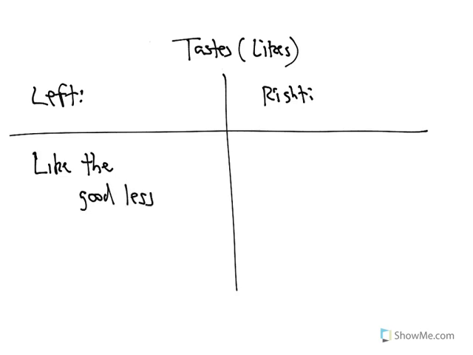People don't like it, they're not going to demand it. They're not going to want to buy it. They may be able to buy it, but they're not going to be willing to buy it. So they like the good less.